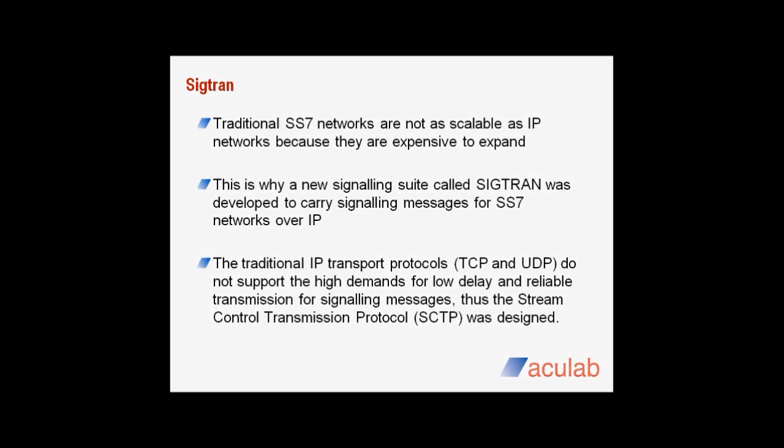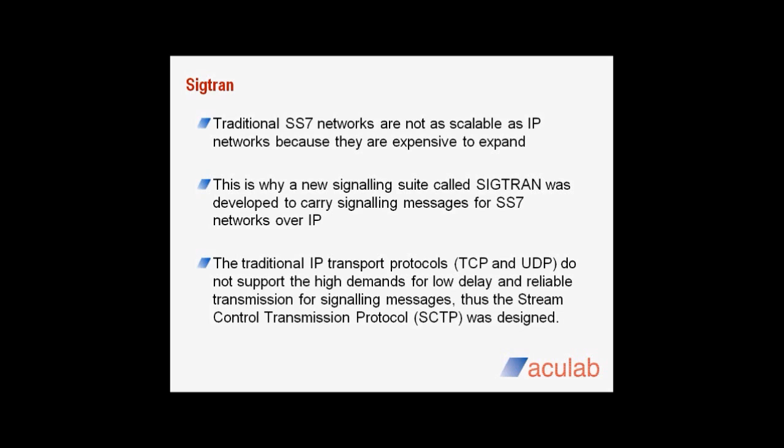So, in terms of a background into SIGTRAN, for those of you who don't know, traditional SS7 networks are not as scalable and they're very, very expensive to expand and to acquire. So the idea of having signaling for SS7 going over an IP network came about, hence the name SIGTRAN, which basically refers to SS7 signaling being carried out over an IP network.